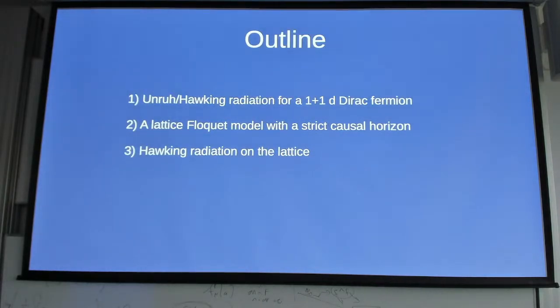I will start by first discussing the continuum calculation. So I will discuss Unruh Hawking radiation for a 1+1 dimensional Dirac fermion in the continuum. After that, I will introduce a lattice model, which will be a Floquet model, but for people who don't know what a Floquet model is, I will define it once I get there. I will argue that this model has a supercausal horizon. And in the final part of my talk, I will show that indeed this lattice model reproduces the features of Hawking radiation that we find in the continuum calculation.